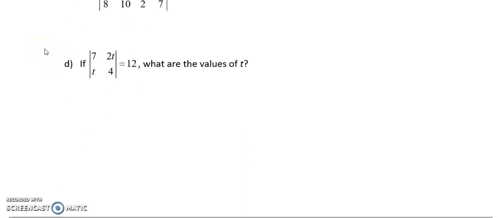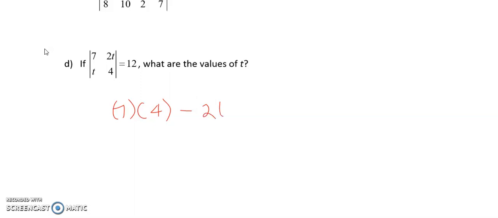And then in part D, what does part D say? We have a determinant that's equal to 12. You can actually turn this into an equation. So again, you evaluate your determinant. The 7 multiplies by 4, subtract, and then the other two elements would be 2t multiplied by t. And now you know what this determinant evaluates to. It actually evaluates to 12.